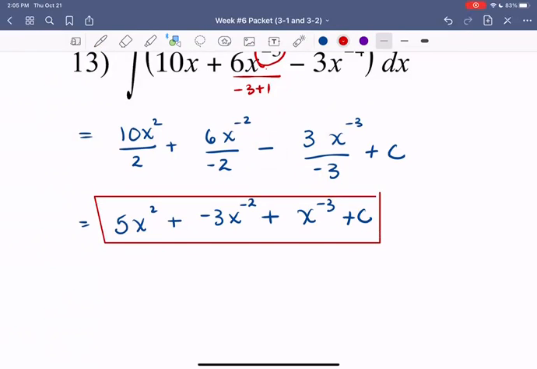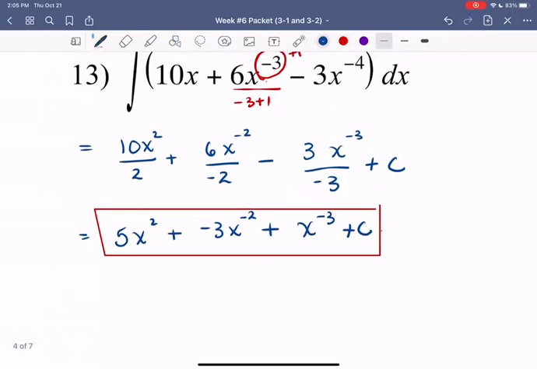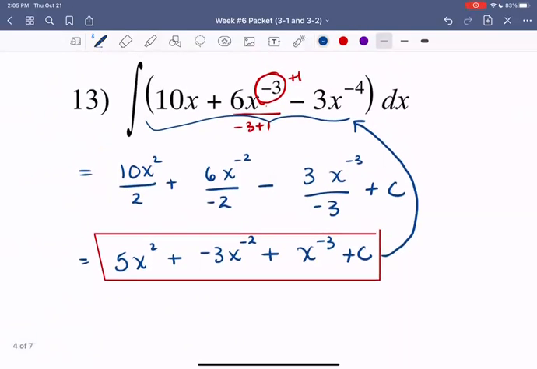And how would we check our work? Well, we need to take the derivative of that antiderivative we just found and check, does the derivative of that function we just found match up with this function in the integral?